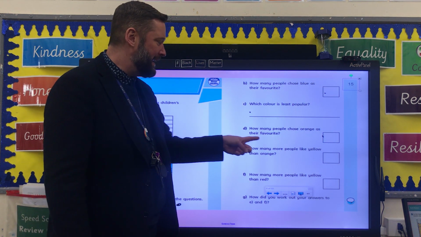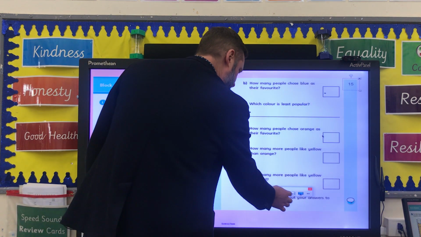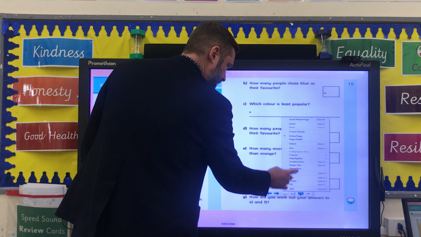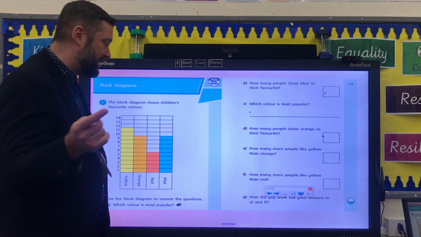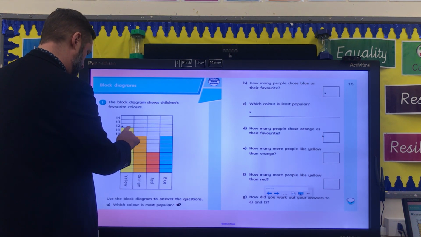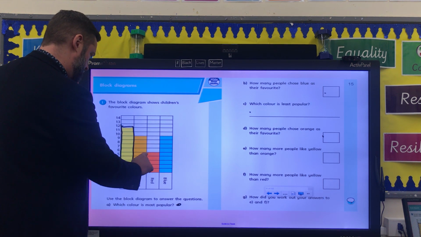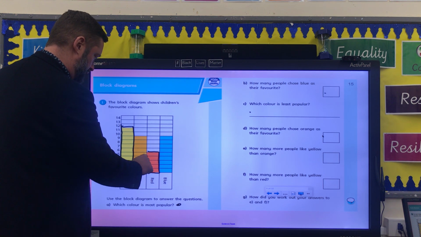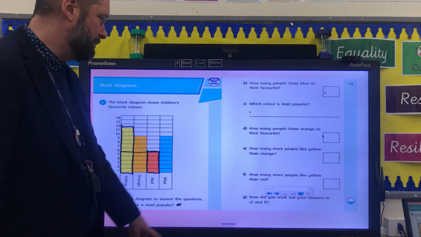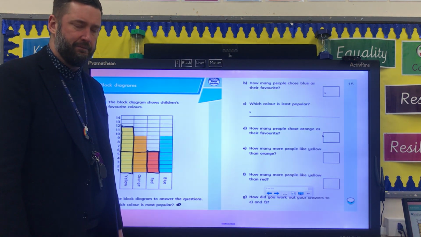F. How many more people like yellow than red? So I will just get rid of those and put my pen back on. All I'm going to do this time is put a bar around the important blocks. And it's yellow and red. Okay, so which bits have you got to count? How many more like yellow than red? Pause the video now and have a go at that.